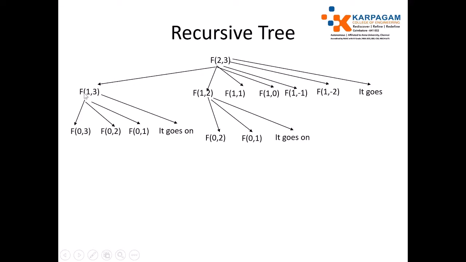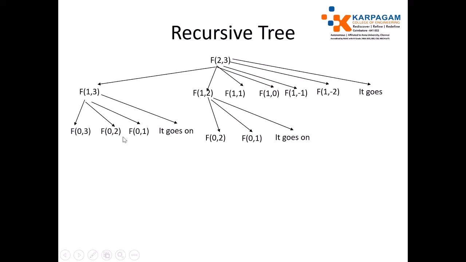Starting from 1 comma 3, it goes on horizontally. Then for solving 1 comma 3, we need to recurse by using f of 0 comma 3, 0 comma 2, 0 comma 1, and it goes on. For solving 1 comma 2, you have to use f of 0 comma 2, 0 comma 1, and it goes on. So this is a partial representation of the recursive tree; I didn't draw it fully. This problem contains overlapping subproblems, that is why we are going for dynamic programming.